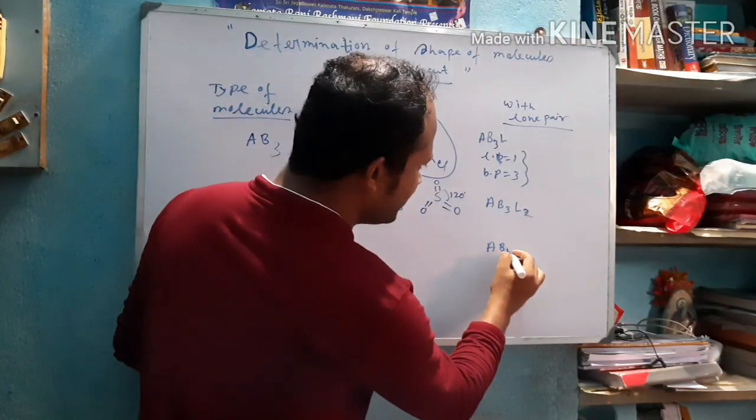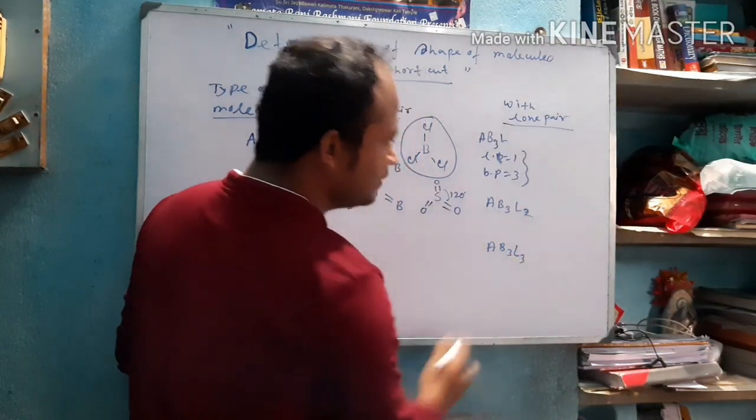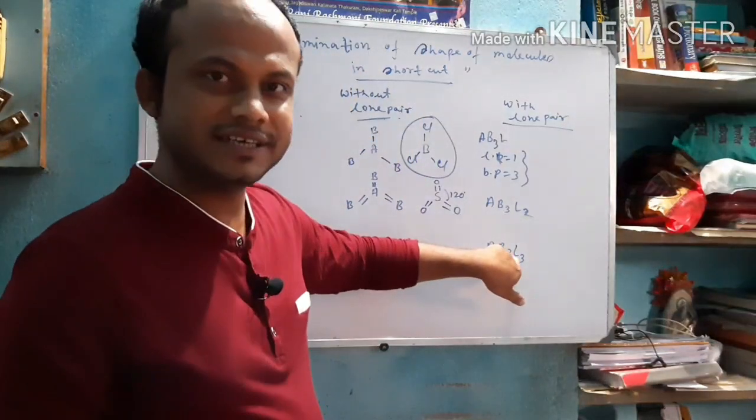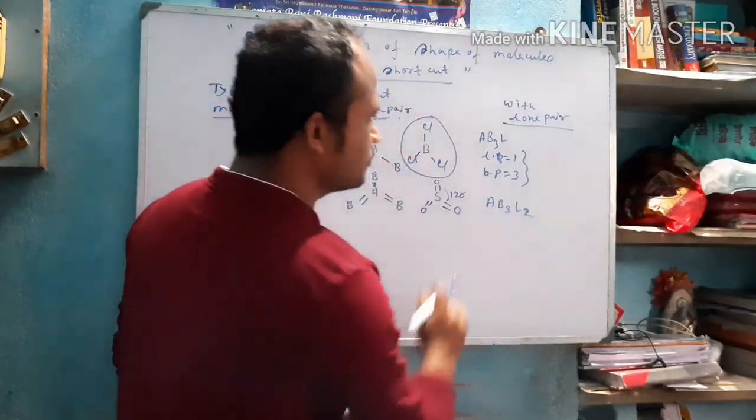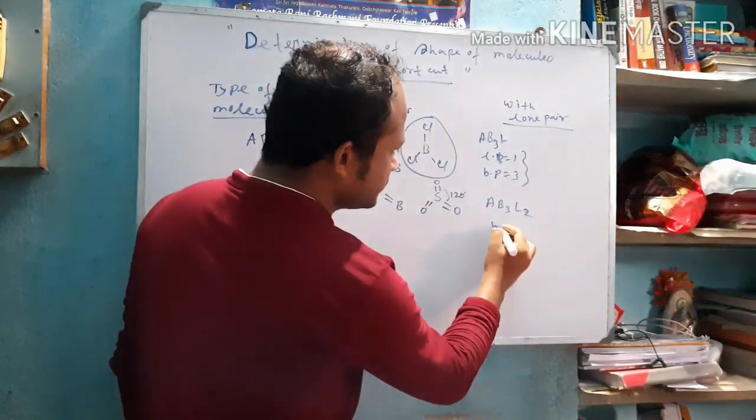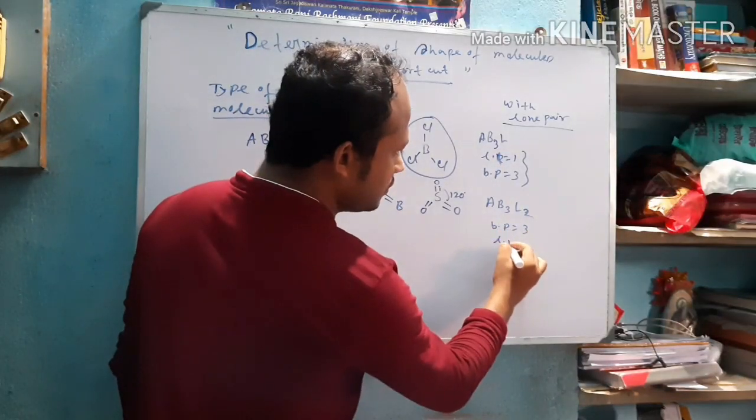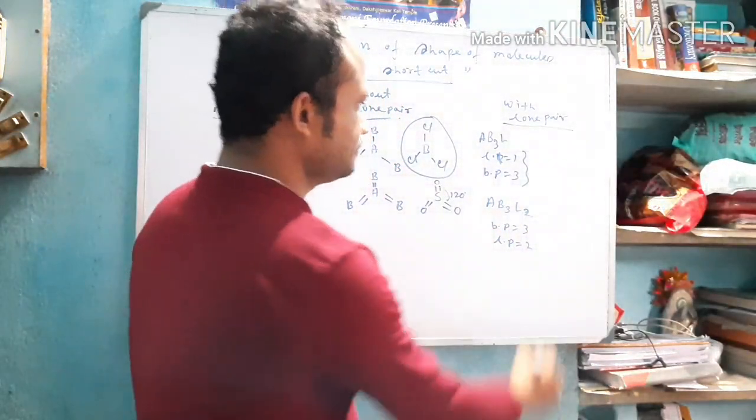When you write AB3L3, then it will be 3 times 2 is 6, and 3, 9. So it is not possible. Here bond pair equals 3, lone pair equals 2.